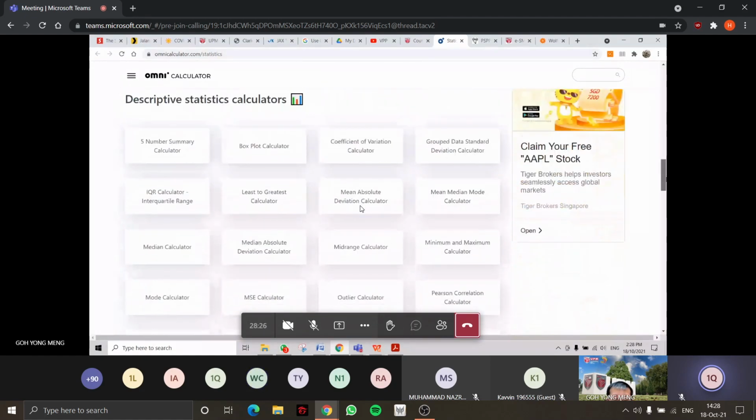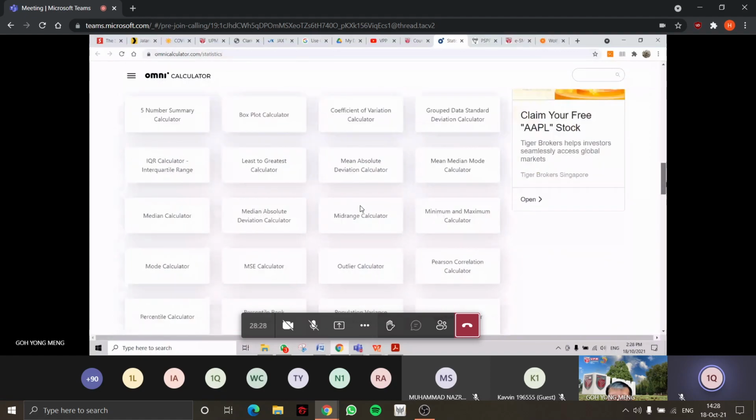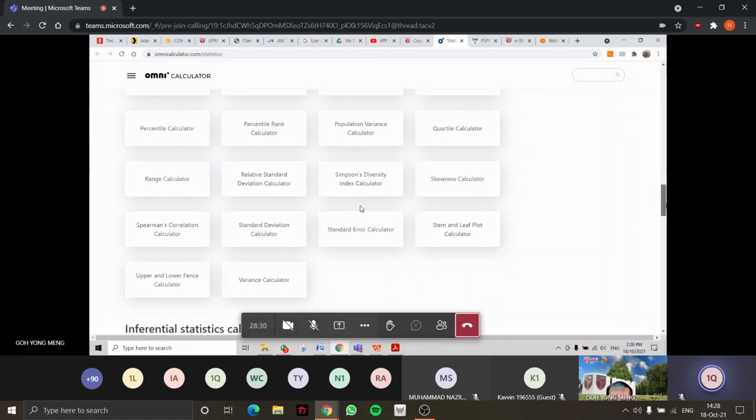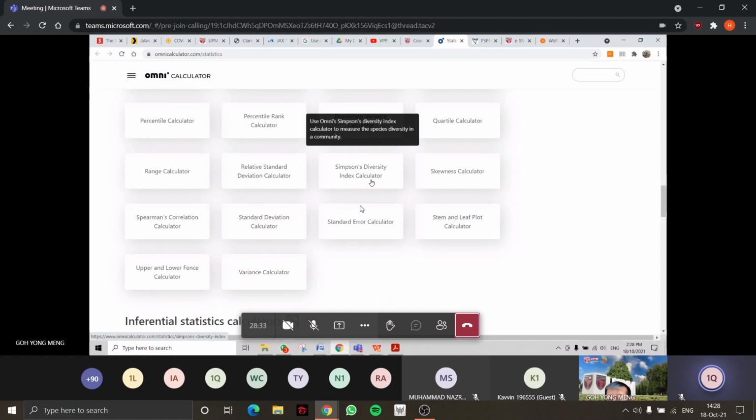Descriptive statistics calculator. Simpson's diversity, this is actually for field biology. If let's say you're going to survey the number of species in the jungle, or maybe to some extent even the number of species of bacteria in the gut of an animal, the mouth of the animal, you can actually use this calculator.